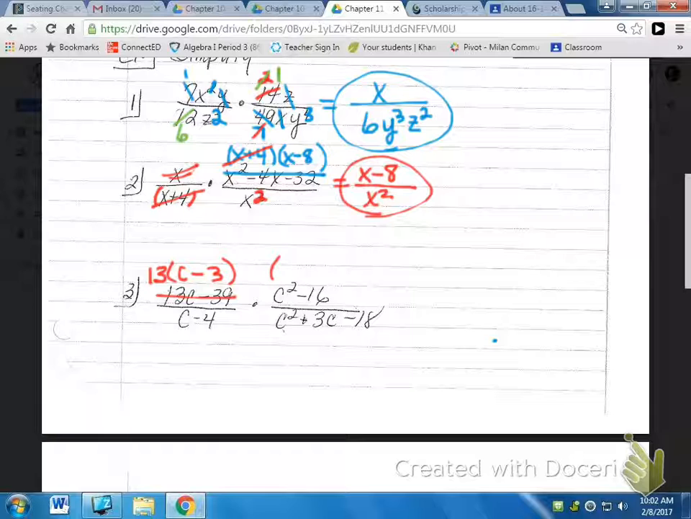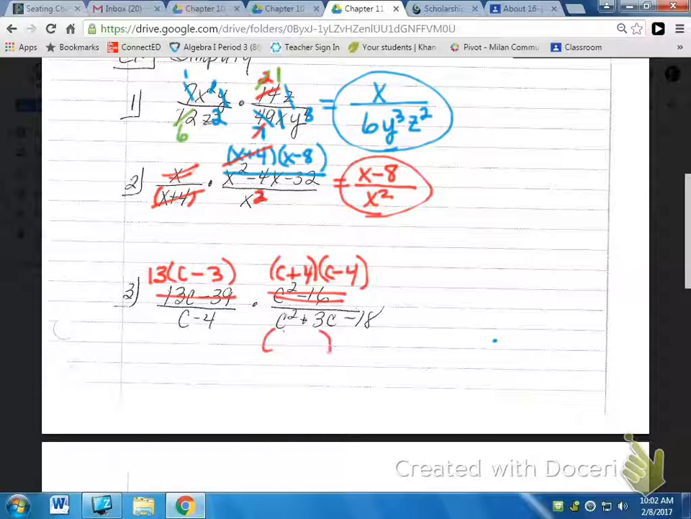So we're going to do this. Ben, c squared minus 16, what would that become? You put C's on both of them, and then plus and minus, and then 4. So we're no longer c squared minus 16, we're c plus 4, c minus 4. Okay, bottom left, c minus 4, that doesn't go anywhere.